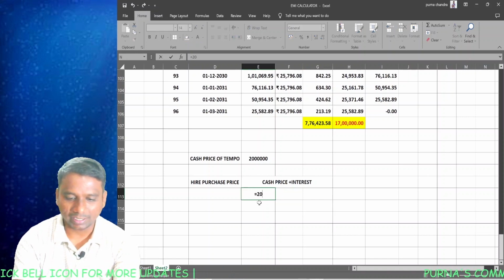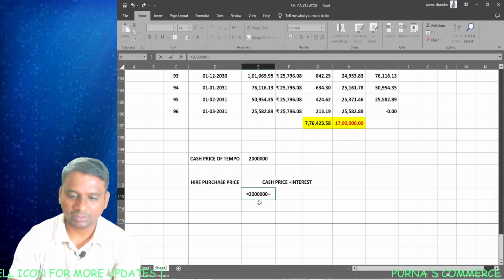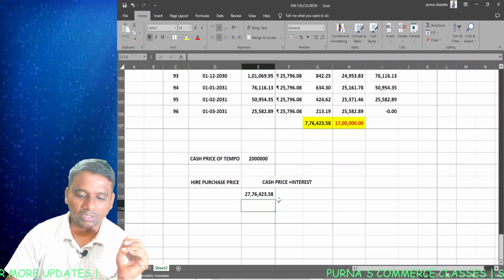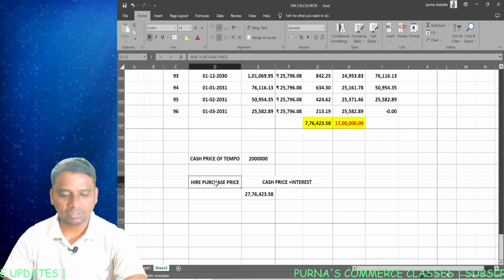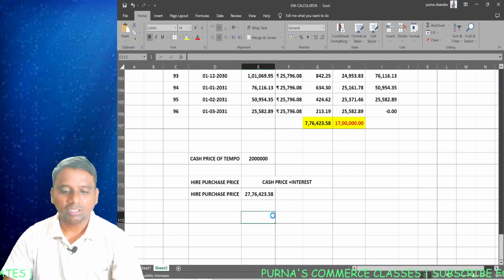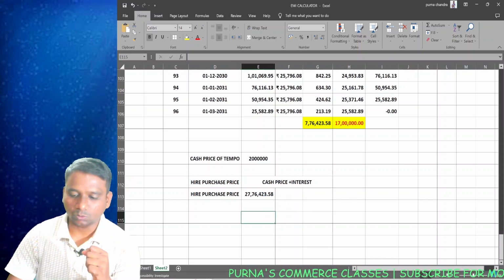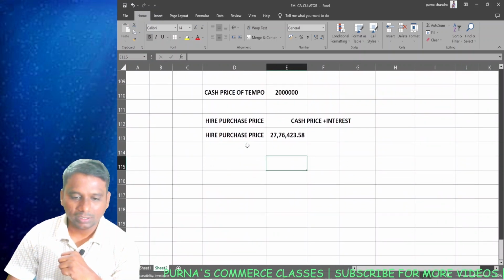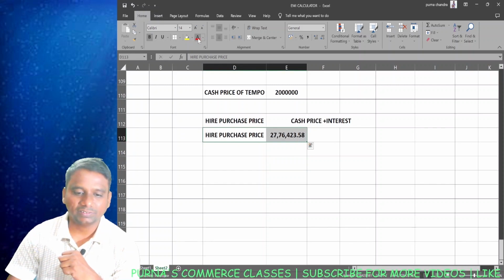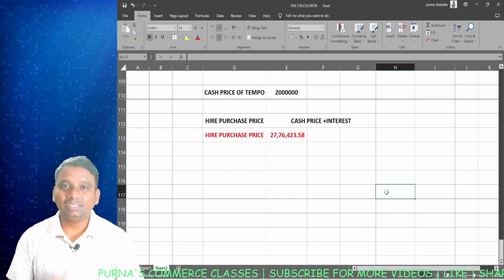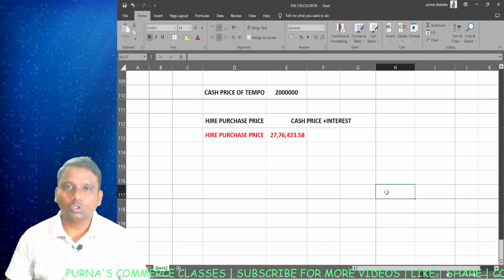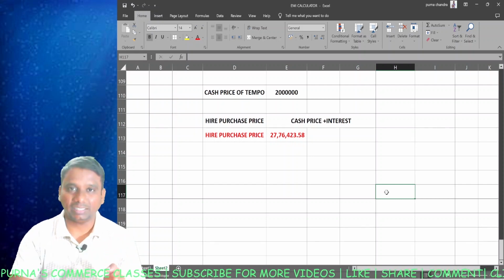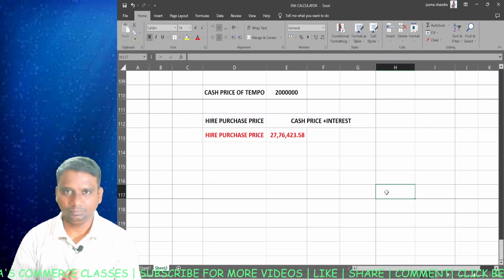Now tell me, what is cash price? 20 lakhs. Plus, what is interest portion? 7,76,423. Now tell me, what is the total hire purchase price? 27,76,000. Just a minute. 27,76,423 rupees is the total hire purchase price. So hire purchase price includes cash down price of the asset and interest portion.